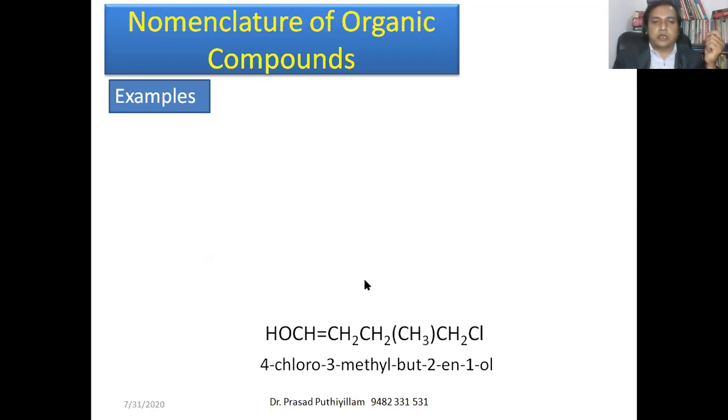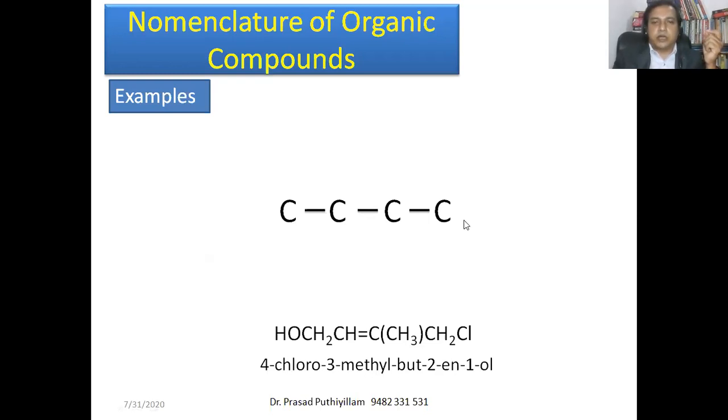Or we can draw the structure. But means 4 carbon atoms, with first preference given to ol, that is OH. OH is attached to the first carbon atom. The second carbon atom has a double bond, so this is 2-ene. The third carbon atom has a methyl functional group, so I will represent it with a C for the methyl functional group. And the fourth carbon atom has a Cl functional group. Therefore it is 4-chloro, 3-methyl, like that.